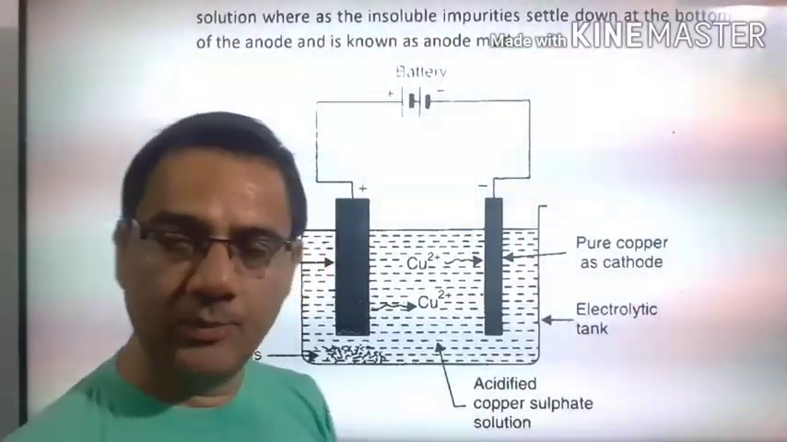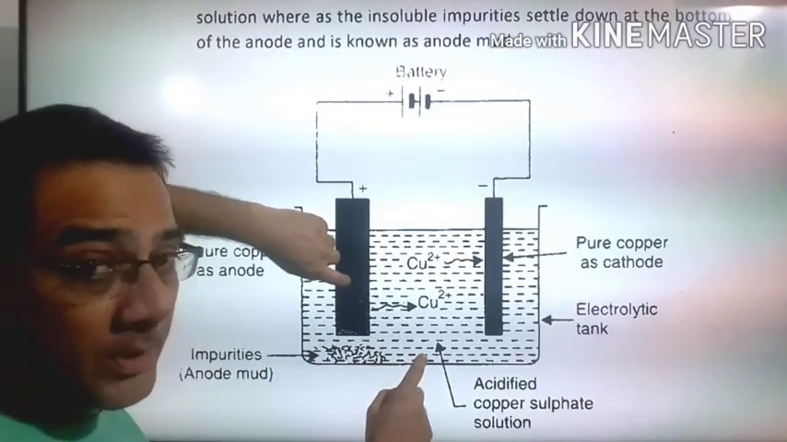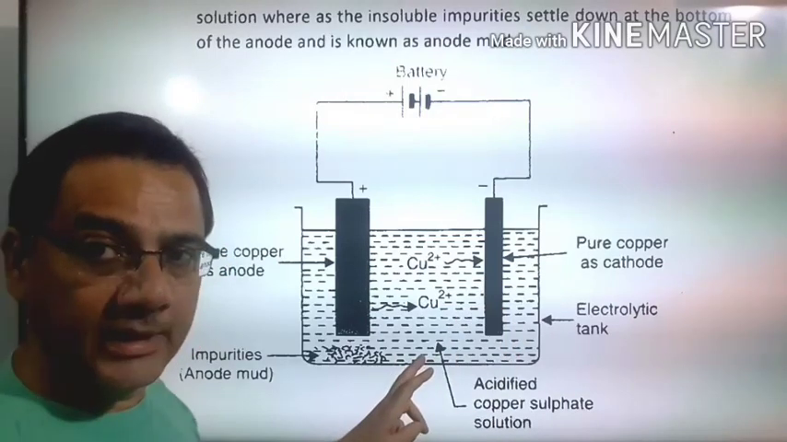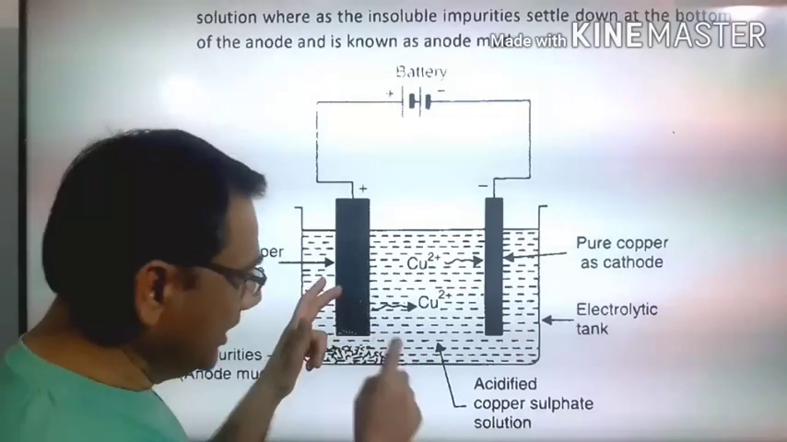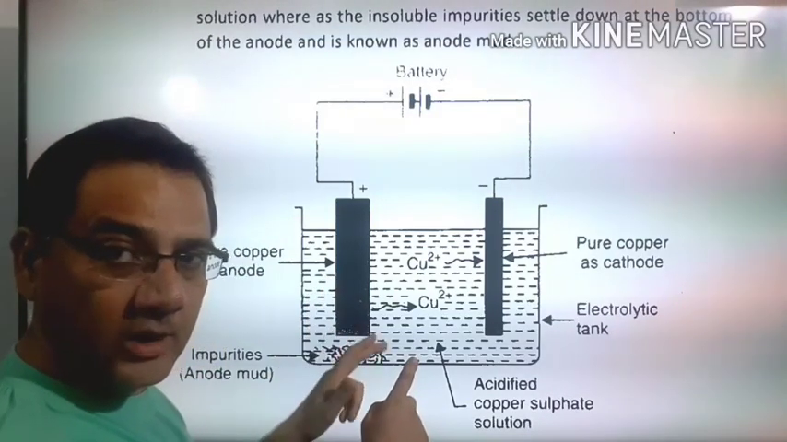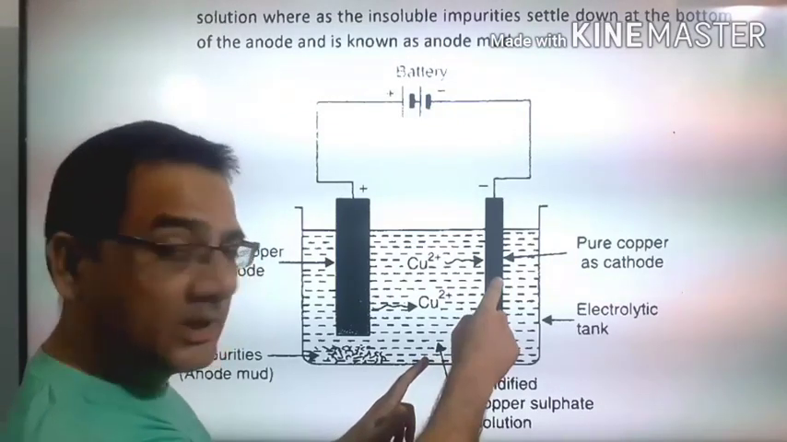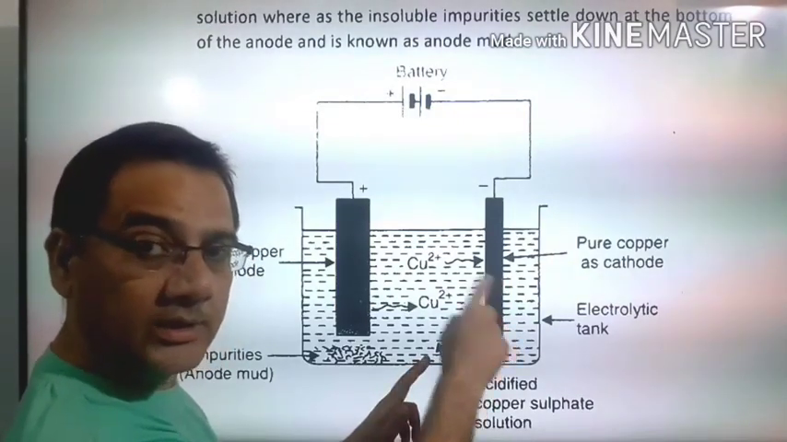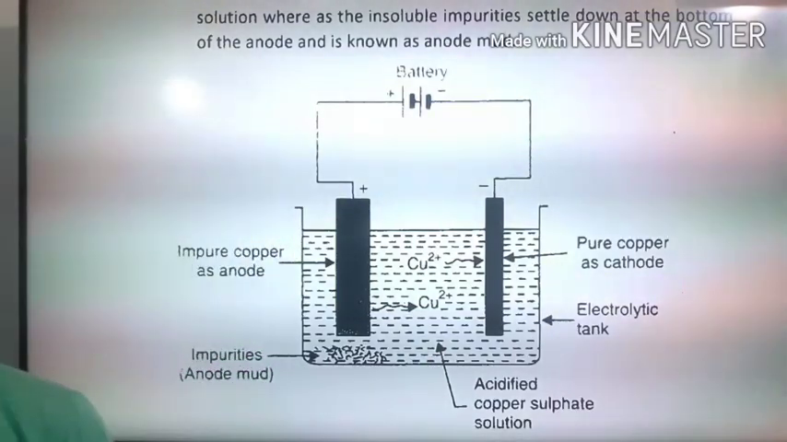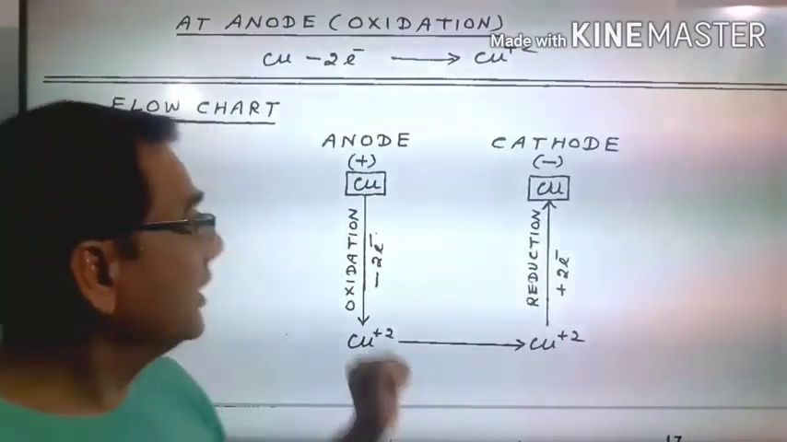So as we continue passing the electric current, each copper converts into copper plus 2 ion, and that copper plus 2 ion moves toward the cathode and gains 2 electrons. यहाँ का कॉपर यहाँ पे आएगा after losing 2 electrons and that is called oxidation. That copper plus 2 ion which is present here moves toward the cathode, gains 2 electrons and that is called reduction. एक फ्लो चार्ट से समझने की कोशिश करते हैं. देखिए, this is the flow chart.